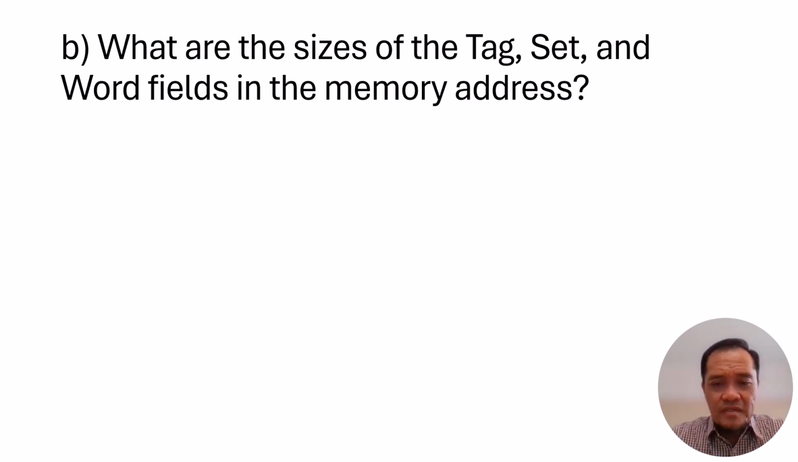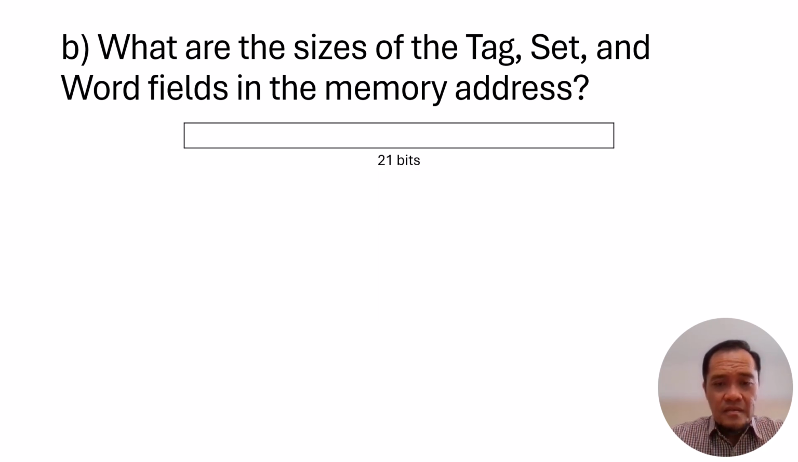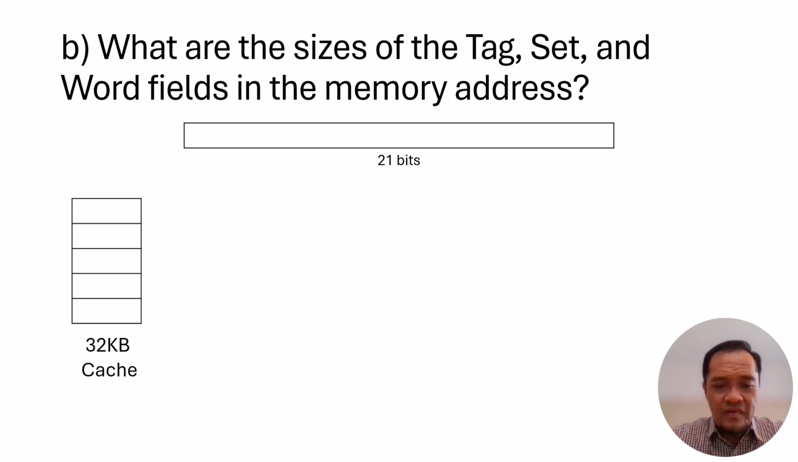The second question asks you to determine the length of the tag, set, and word fields in the memory address, since we are using set associative cache mapping. So we start with a 21-bit memory address, since the main memory size is 2 megabytes. And we also have a cache of 32 kilobytes with 4096 lines.